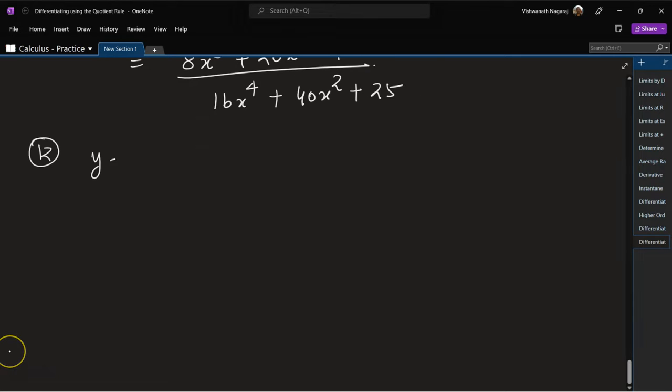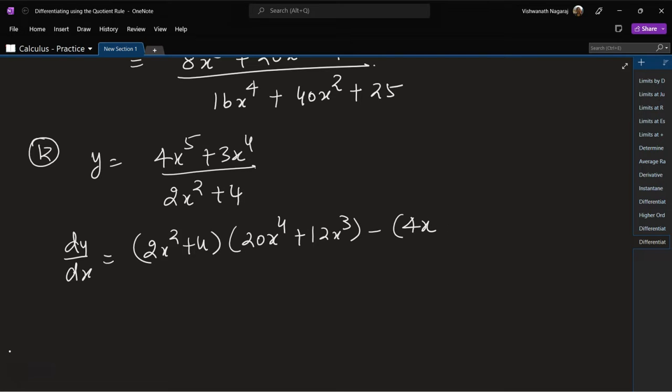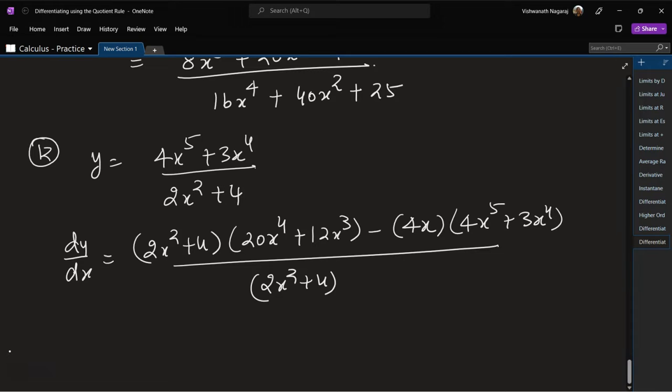Now the 12th one. y is equal to 4x to the power of 5 plus 3x to the power of 4 divided by 2x square plus 4. So dy by dx is equal to 2x square plus 4 times 20x^4 plus 12x cube minus 4x times 4x to the power of 5 plus 3x to the power of 4, divided by 2x square plus 4 whole square.